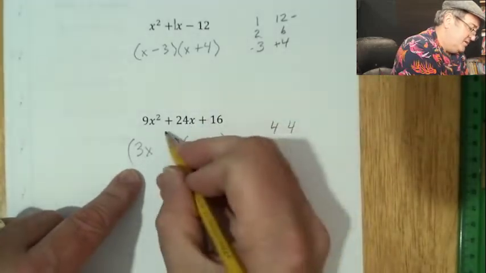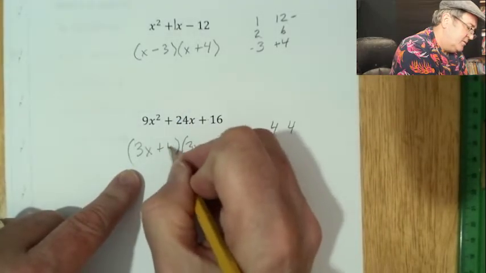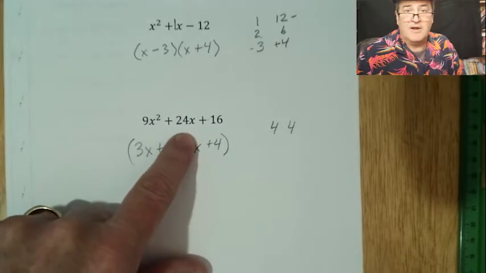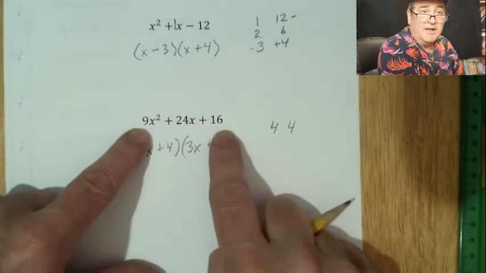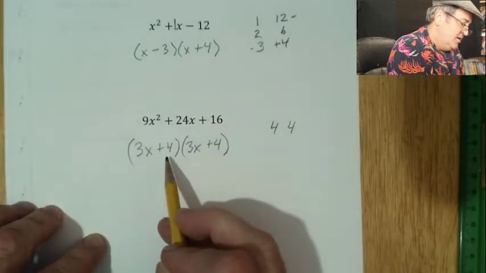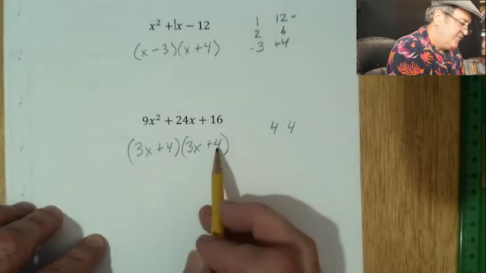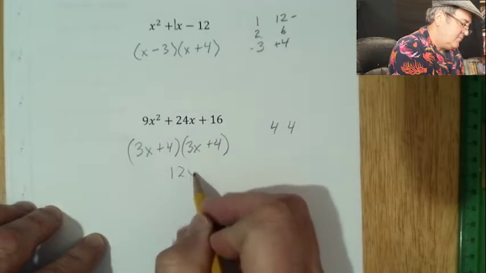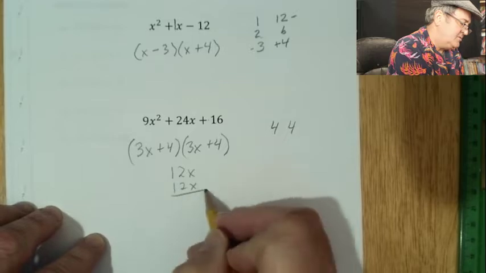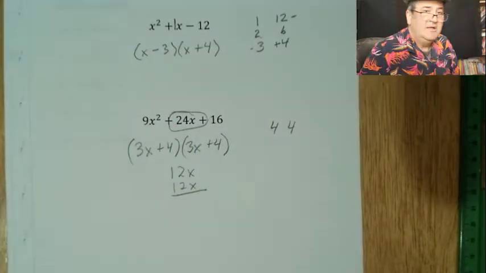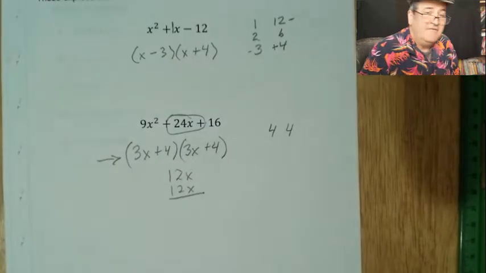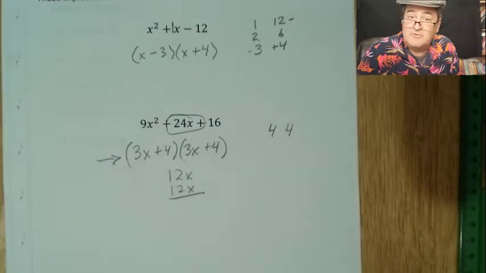So if I put, these are all positives, so plus 4, do I end up with 24x as the middle term? Because these terms are correct. This will give that, but it has to give this too. So 3x times 4 is 12x. And 4 times 3x is 12x. And when I add those together, I get positive 24x. This is the correct factored form. It was a perfect square trinomial.